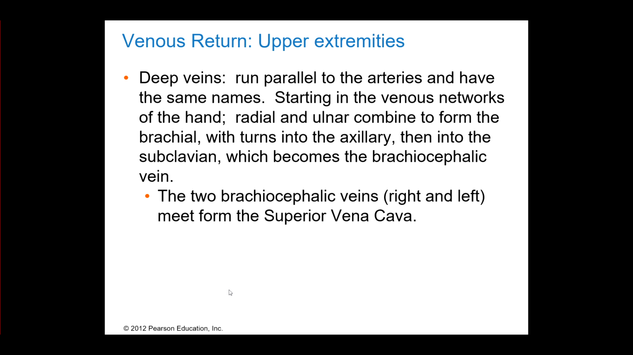They unite to form the brachial veins. The brachial veins become the axillary veins. Axillary veins become the subclavian veins, and then the subclavian veins become the brachiocephalic vein, and then the two brachiocephalic veins unite to form the superior vena cava. So if you know the arteries going towards the fingers, the veins are just the same names but bringing blood the opposite direction. And this is what we would call deep veins.